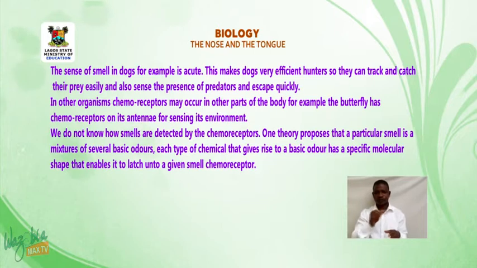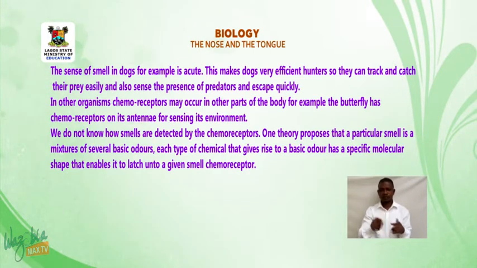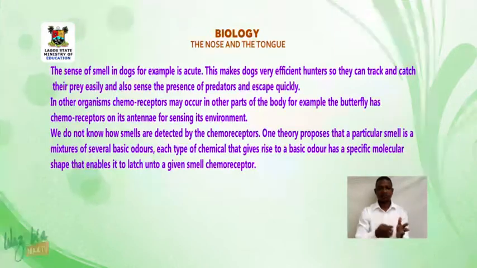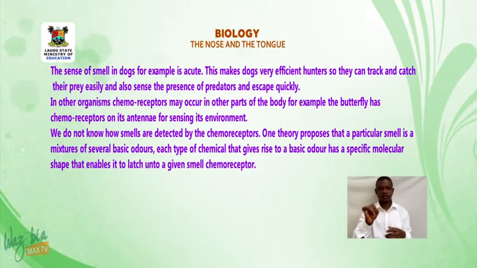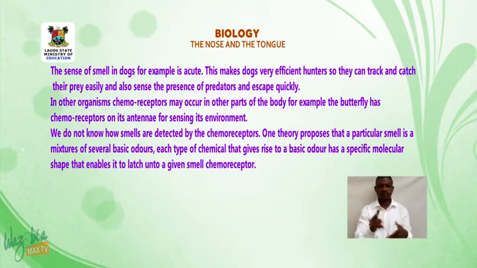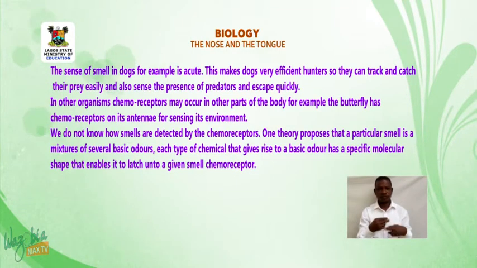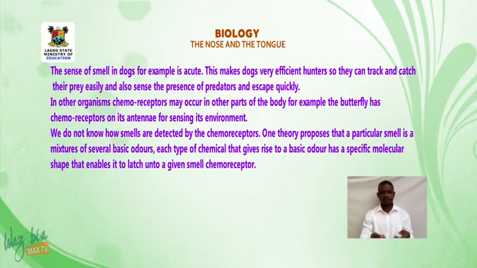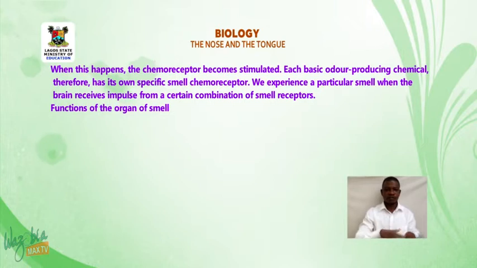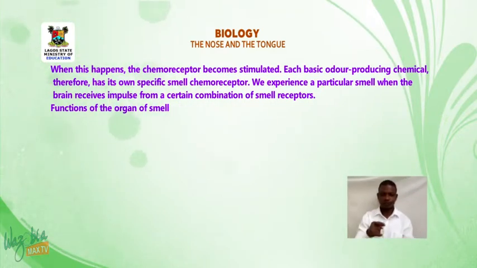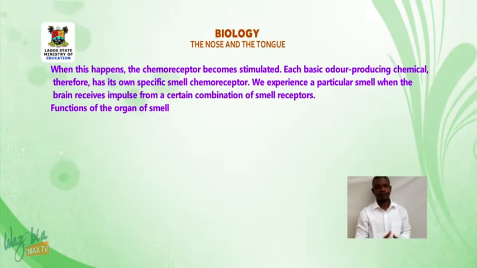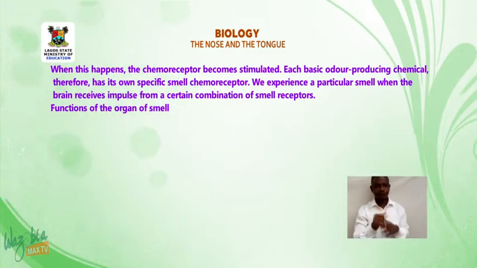We do not know exactly how smells are detected by the chemoreceptors. One theory proposes that a particular smell is a mixture of several basic odors. Each type of chemical that gives rise to a basic odor has a specific molecular shape that enables it to latch onto a given smell chemoreceptor, according to the theory. When this happens, the chemoreceptors become stimulated. Each basic odor-producing chemical, therefore, has its own specific smell chemoreceptor.